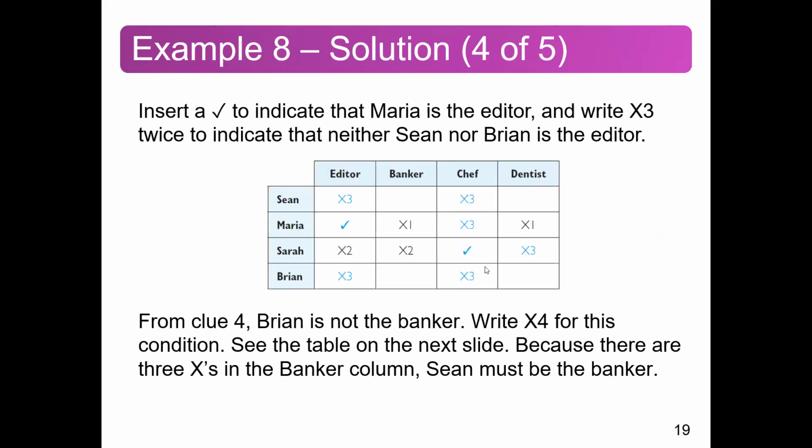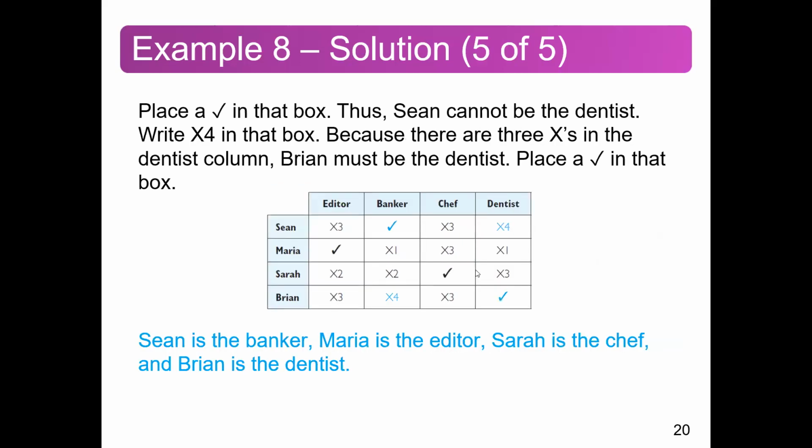From clue 4, Brian is not a banker. Write X4 for this condition. And then you will eventually find that there are 3 X's in the banker's column. And so we can say that Sean is the banker. Basically, if you follow this process, it will make this puzzle quite easy to solve. Well, the point is you are only dealing with the 4 clues, very general clues, and then you're coming up with a specific conclusion.